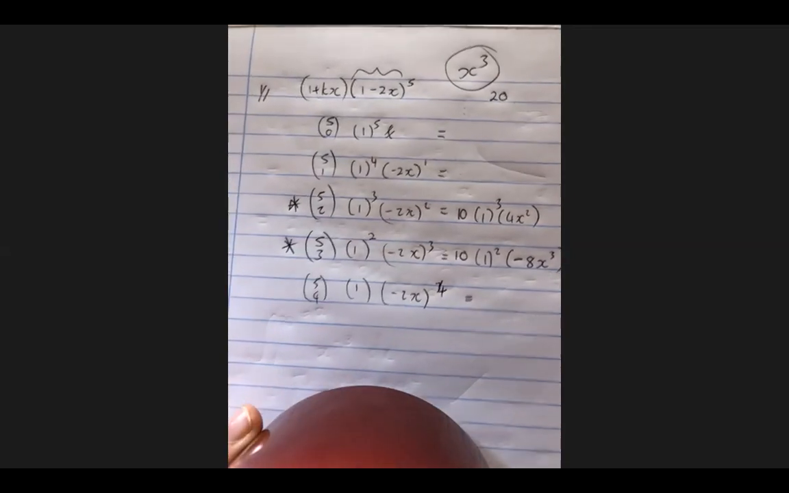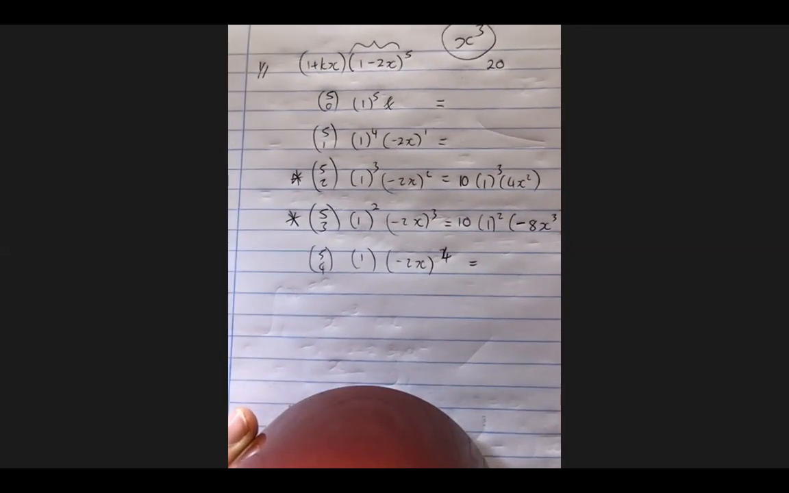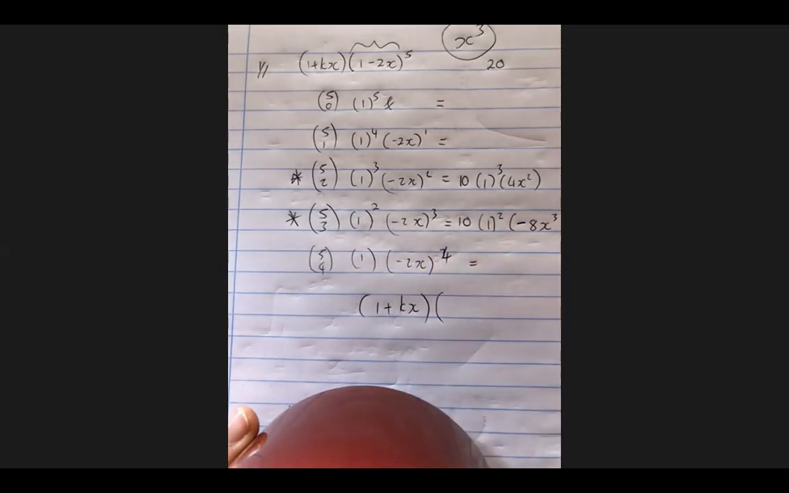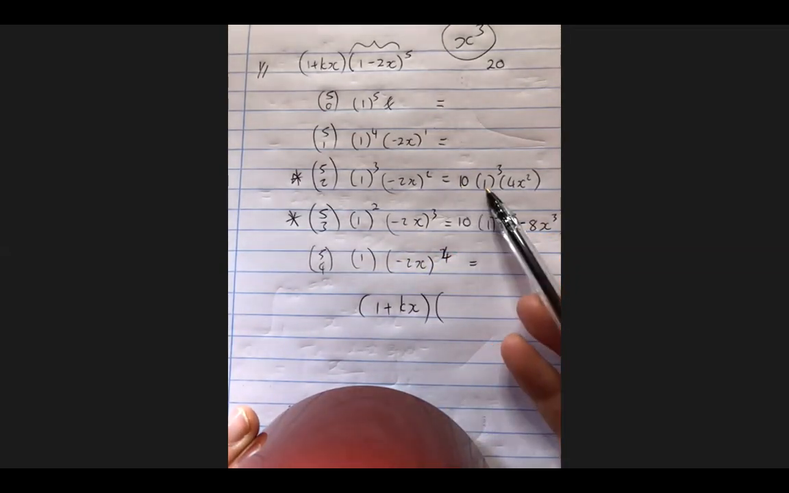Please remember that is for the second bracket only. So the first bracket hasn't changed. You have 1 plus kx. Second bracket, let's just work this out. 10 times 1 times 4.